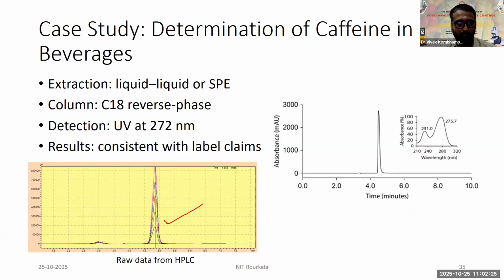Later on, you have to process. This is the raw data. Collect the raw data. You can put it in Excel to create nice curves like this. Okay. Determination of caffeine in the beverage.